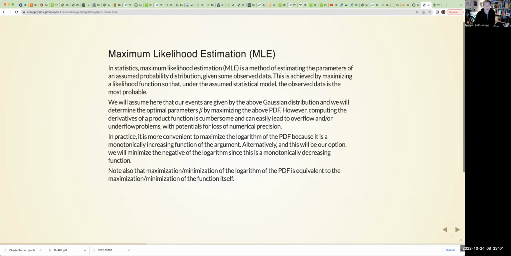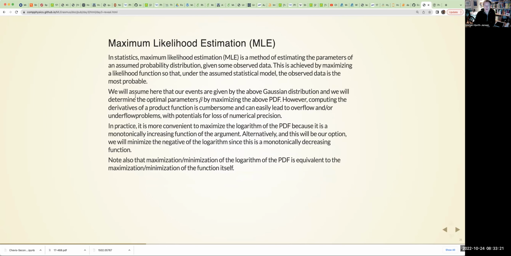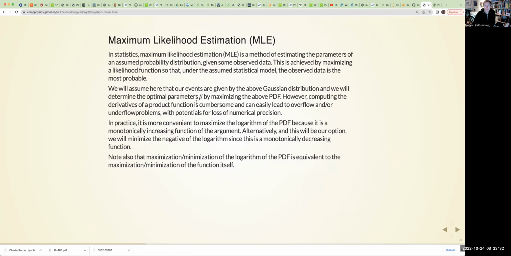So in statistics, maximum likelihood estimation is a method of estimating the parameters of an assumed probability distribution, given some observed data. And that's achieved by maximizing a likelihood function, so that under the assumed statistical model, the observed data is the most probable one. And then we assume here that our events are given by the above Gaussian distribution, and then we'll simply determine the optimal parameters.